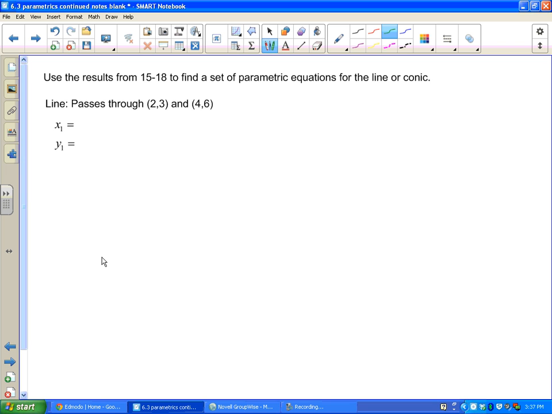Then on the back of this worksheet, 15 through 18 want us to find the parametric equations for the line or conic. Now it says x1 and y1, which is kind of confusing because we were just dealing in our previous formulas with x1s and y1s, so just think of it like an x and a y. If we're passing, and this is not actually one of these problems, so I'm just showing you an example because I don't want to deprive you of having to do a problem yourself since there's so few of them on there. Let's say that this is (x1, y1), (x2, y2).